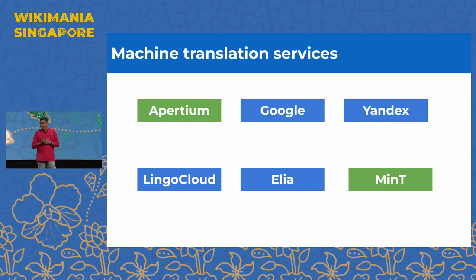Then we got feedback from the Chinese community that the LingoCloud machine translation engine is good for English to Chinese and Chinese to English machine translation. So we integrated that as well. We also integrated Elia for Basque and other related languages. So combined with all these, for example, Google is covering 134 languages. Yandex is covering 99 languages. LingoCloud and Elia are supporting some other languages. But I want to mention that some of the languages will be covered by multiple engines. And we provide this as a choice to the users, so they can choose the best engine that meets their needs and that is best for their language.